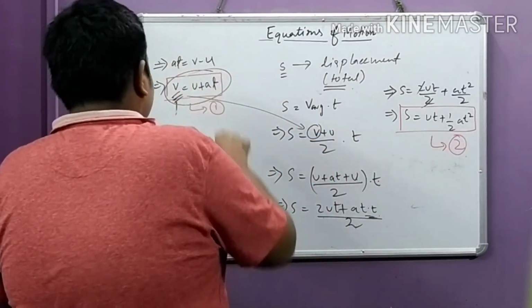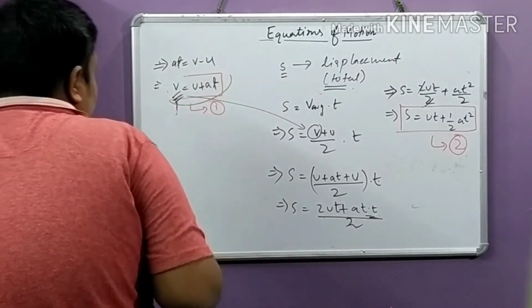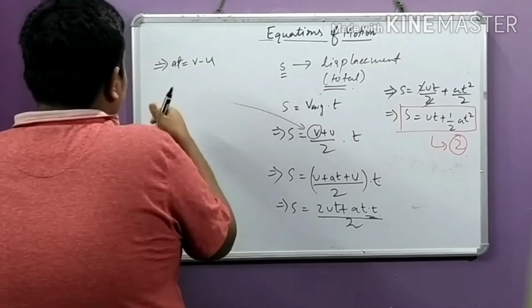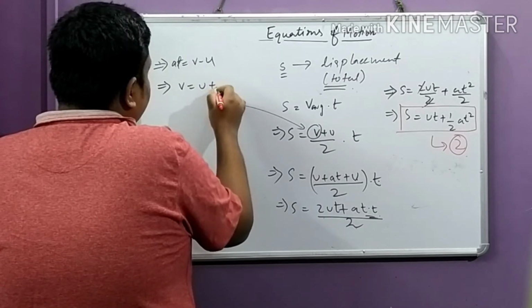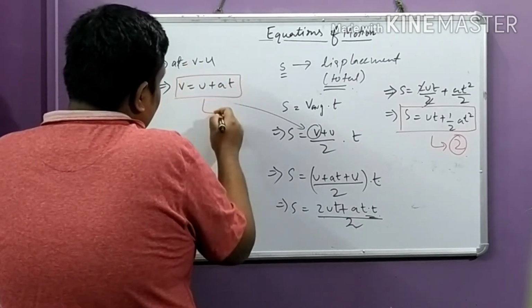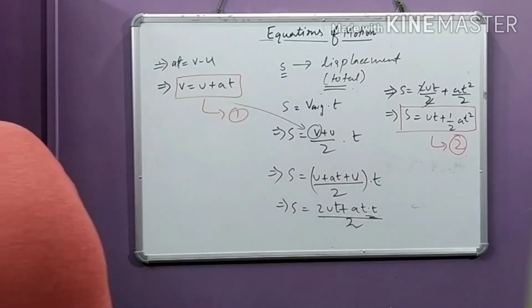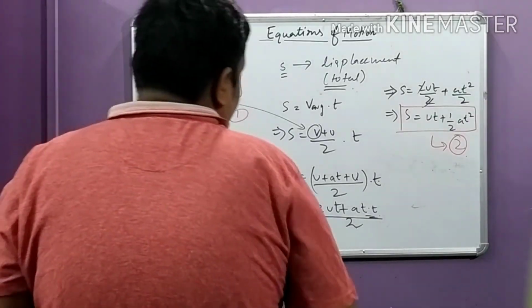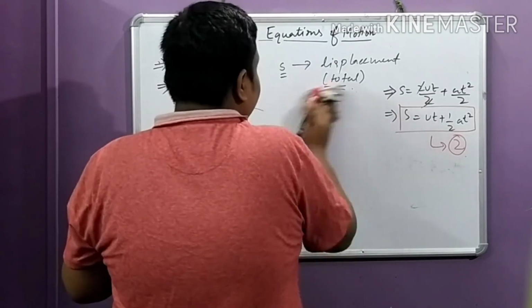First one is this. Let me write it clearly. V equal to U plus AT. This is the first equation and that is the second equation. So we have left with the last equation to derive. So let's start deriving the last equation.